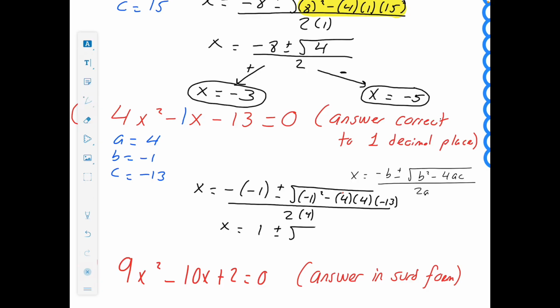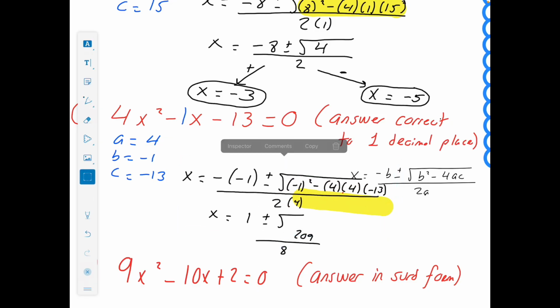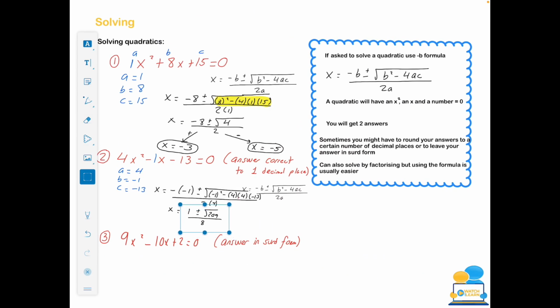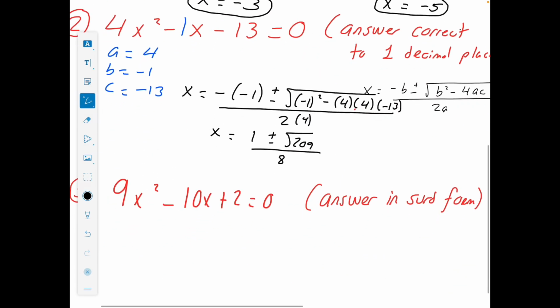So x is equal to minus minus 1. So minus by a minus gives me a plus. So that'll be 1 plus or minus the square root. Now, again, I'm going to put the numbers that are under the square root, so just this, into my calculator without the square root. So I'm going to say minus 1 to be squared minus 4 by 4 by minus 13. So it's the square root of 209, all over 2 by 4, which is 8. Okay, so I try and move things up here to give myself a little bit more space.